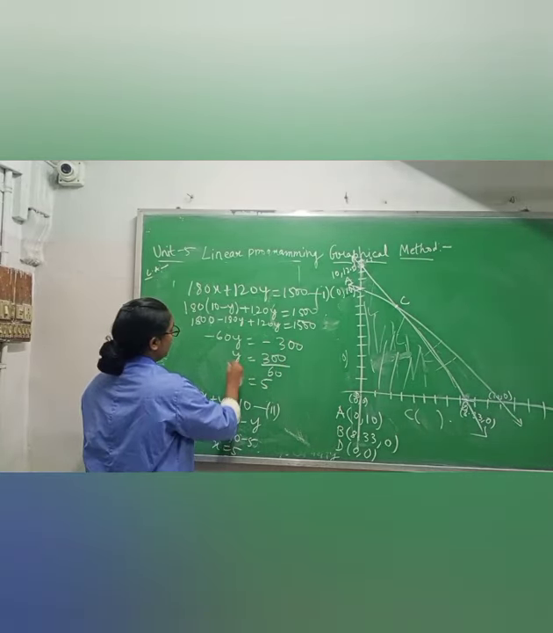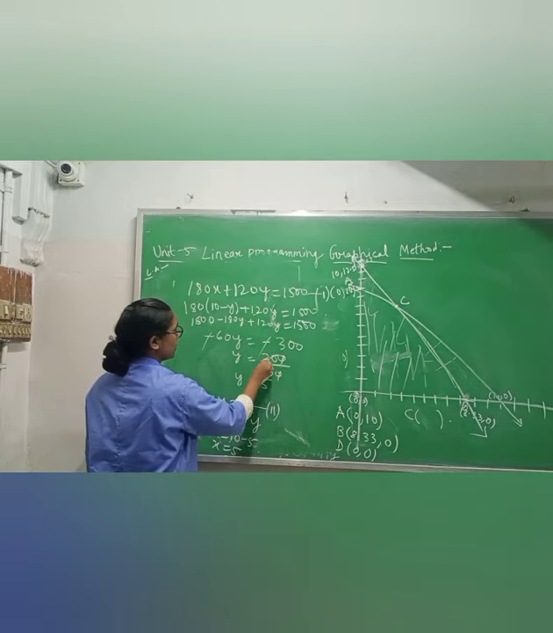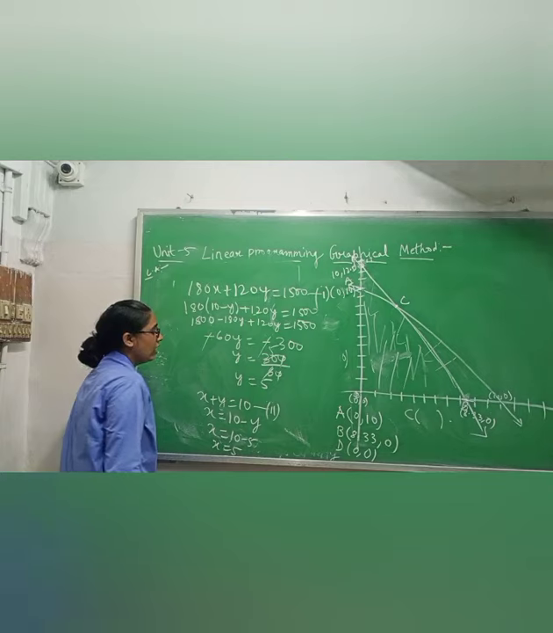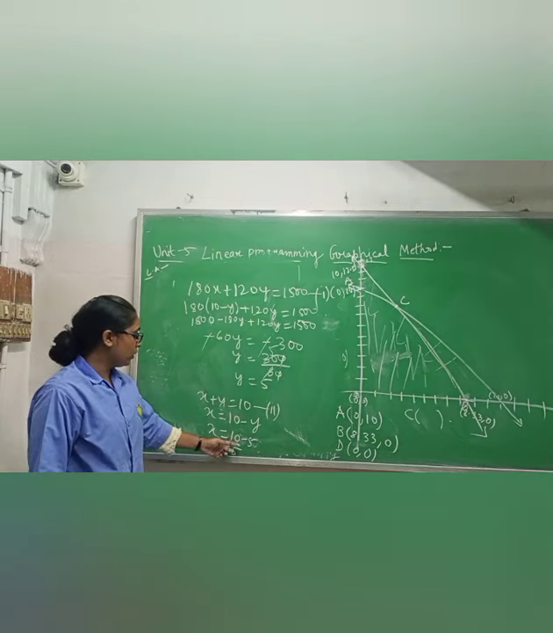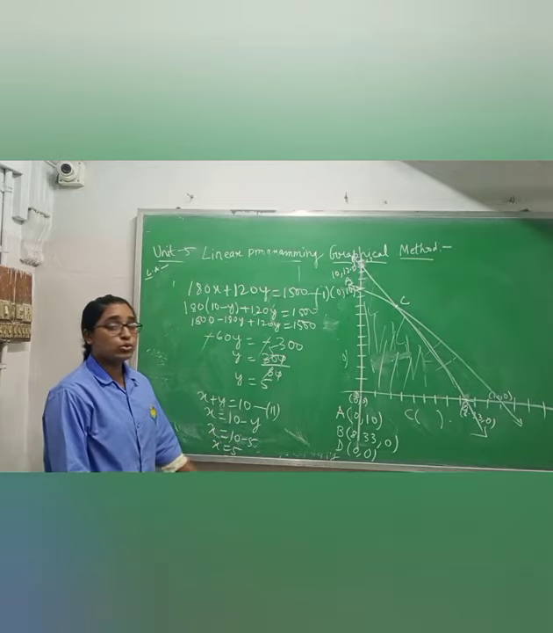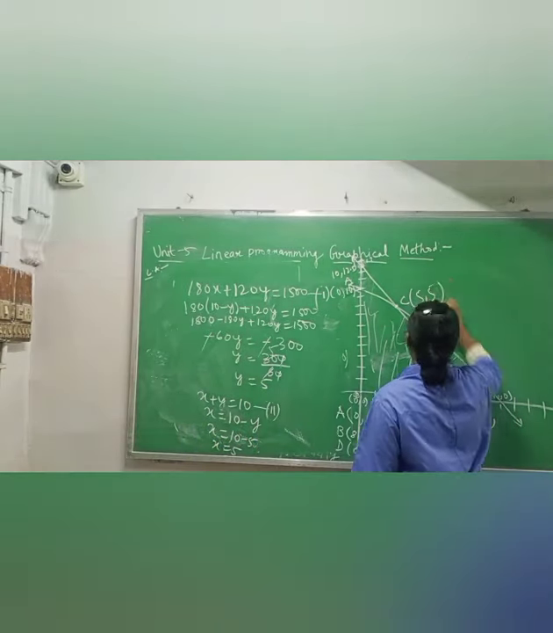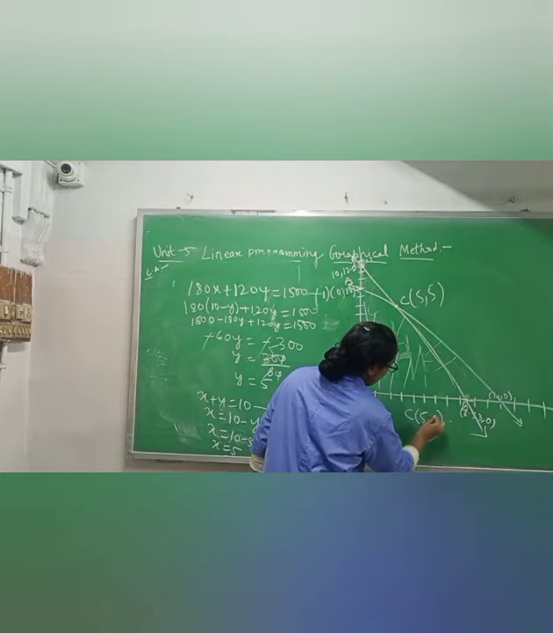Okay, now what will happen? Minus minus will cancel, 60 will come down, 0 will cancel, 6 fives are 30, so the y value you will get is 5. Now this y value you will put here in x equals 10 minus y, so 10 minus 5, x equals 5. So C you are getting (5, 5). C you got (5, 5).